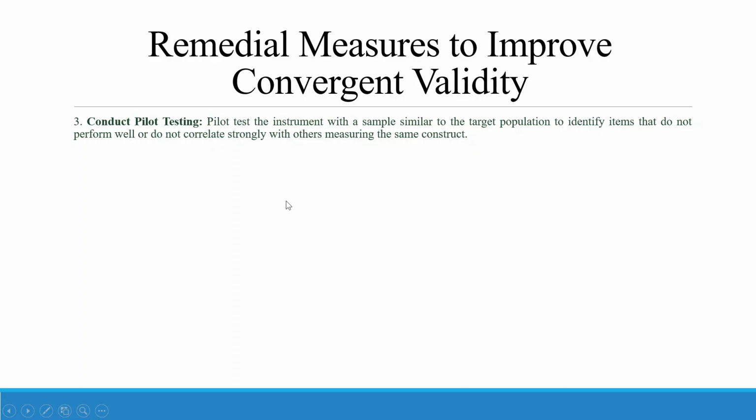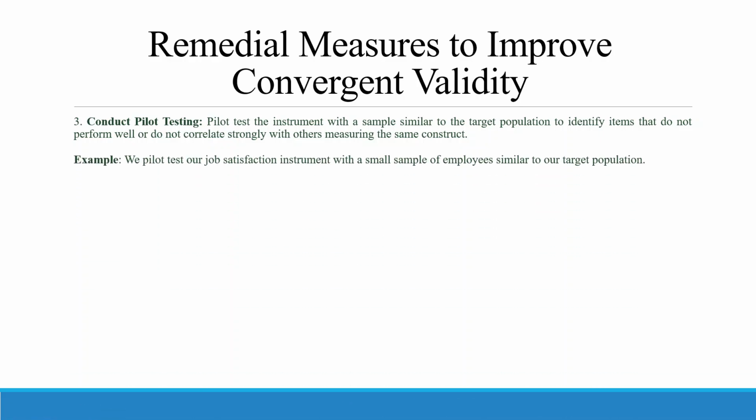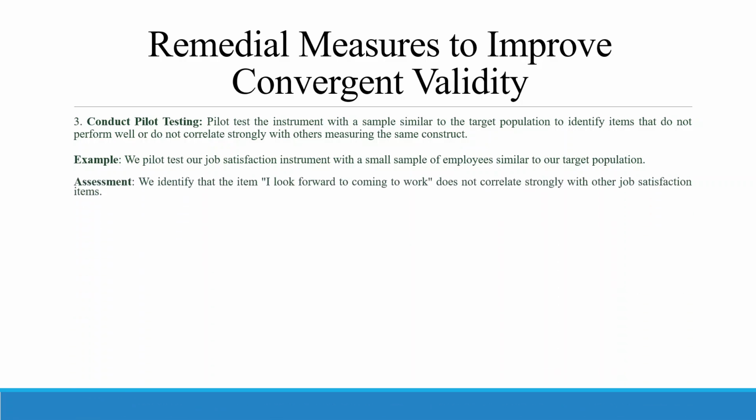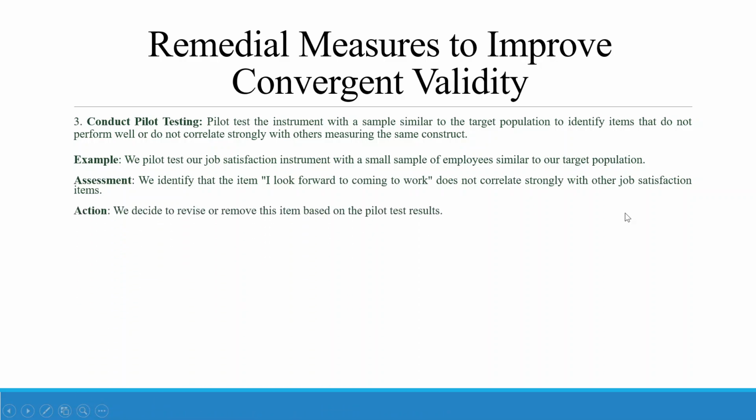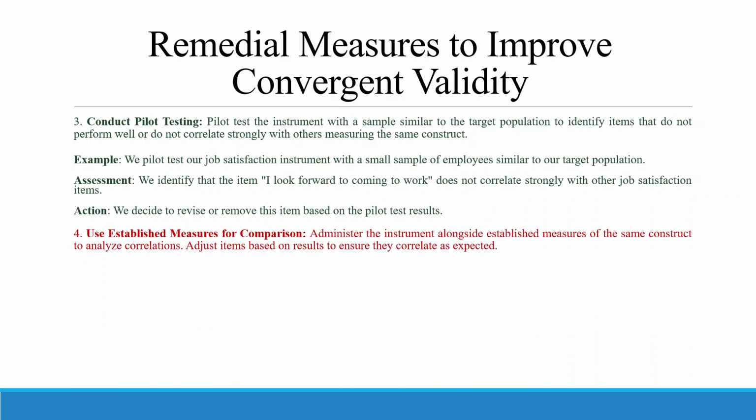Conduct pilot testing. Pilot test the instrument with samples similar to the target population to identify items that do not perform well or do not correlate strongly with others measuring the same construct. We pilot test our job satisfaction instrument with a small sample of employees similar to our target population. We identify that the item "I look forward to coming to work" does not correlate strongly with other job satisfaction items. We decide to revise or remove these items based on the pilot test results.